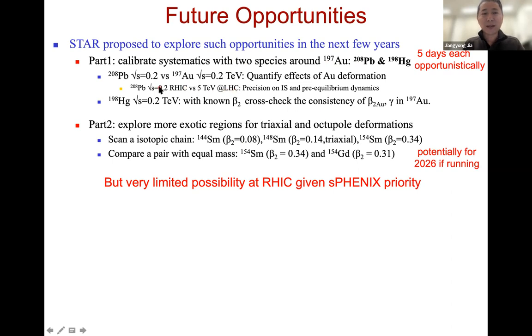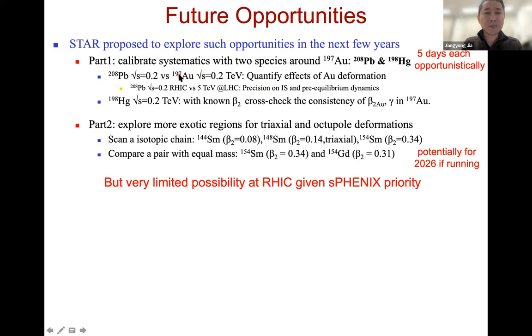I mean, if we collide the lead 208 also at the RHIC, then we have the same initial state, at least from the nuclear structure side. This will be quite important for precision understanding of the initial state and pre-equilibrium dynamics, right? You can do an energy scan of all the observables. At least you want to start with something that is the same, right? So this is important. But of course, since lead 208 is doubly magic and its deformation is very small, you actually can use that to calibrate the deformation of the gold 197.